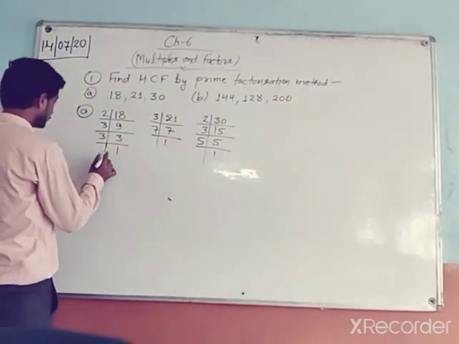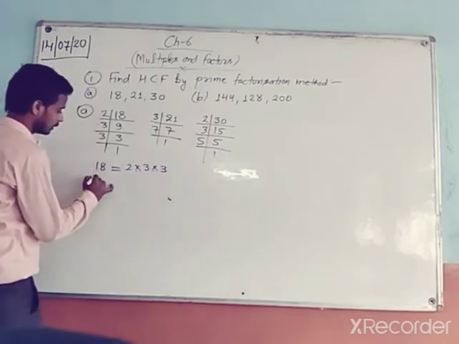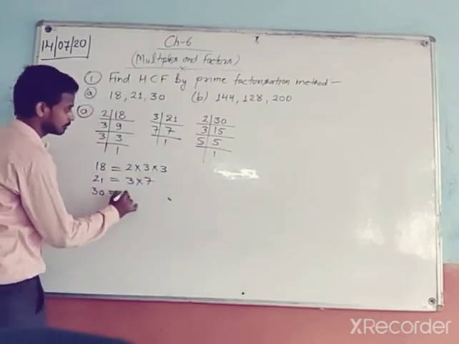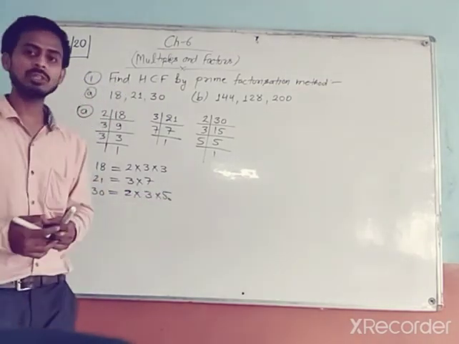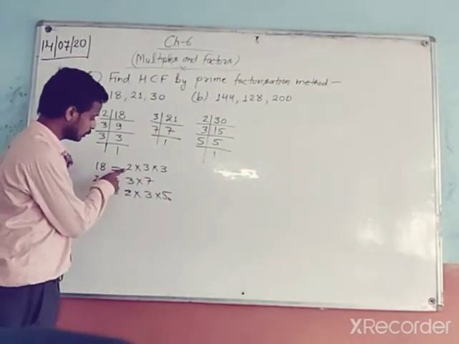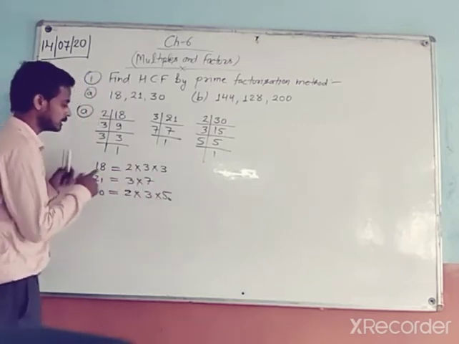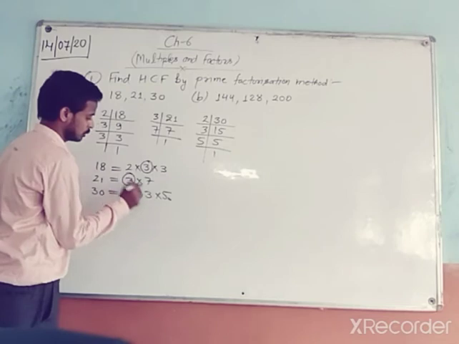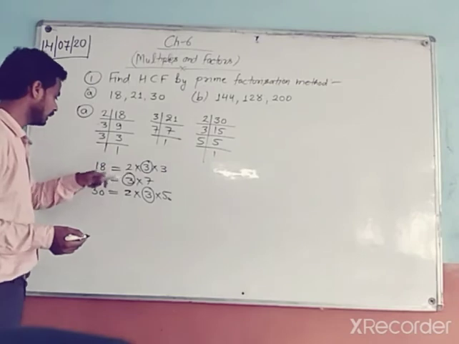Now write down in front of 18. See, the factors of 18 are 2, 3 and 3. Factors of 21 are 3 and 7. Factors of 30 are 2 multiplied by 3 multiplied by 5. See which number is common between these factors of 18, 21 and 30. See, 2 is here and here also, but not in 21. So the next digit is 3. This 3 is common between all the factors of 18, 21 and 30.